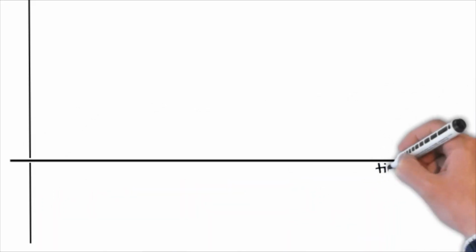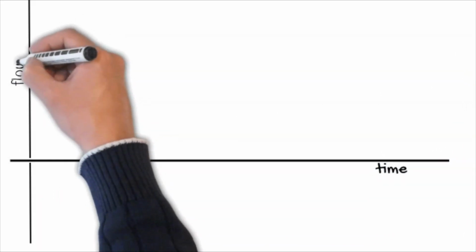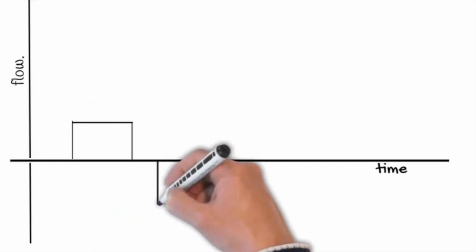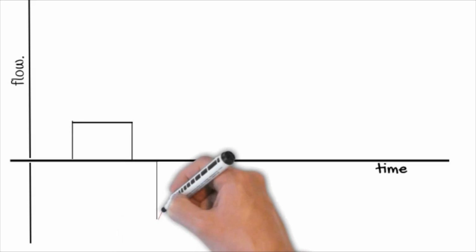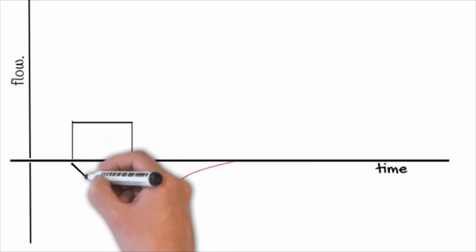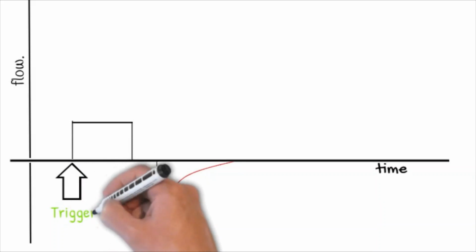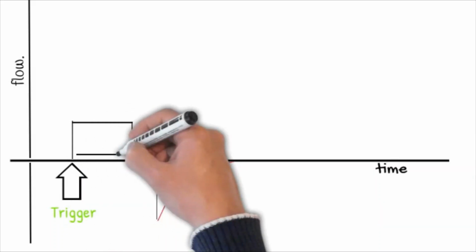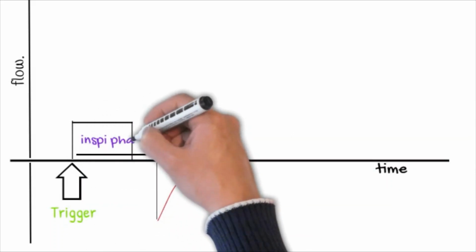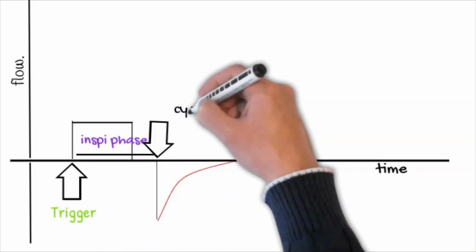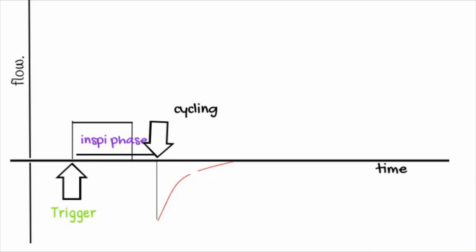On the x-axis is the time, on the y-axis it's the flow, and this is a graph of a typical volume control breath. The moment at which the breath started is called the trigger. Then the inspiratory phase, and then cycling occurs, which is followed by an expiratory phase.